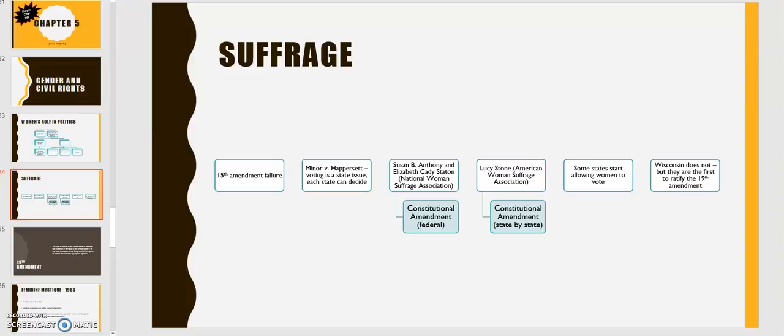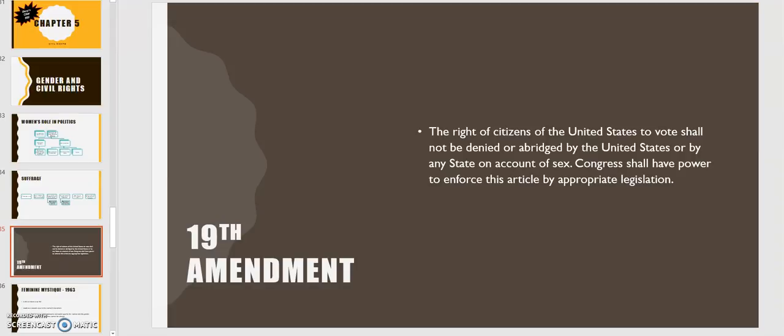And some states do start allowing women to vote. We talked about the fact that Jeannette Rankin is elected as a U.S. House of Representatives member for the state of Montana, even before women have the right to vote throughout the nation. Wisconsin does not allow women to vote prior to the 19th Amendment. However, we are the first state to ratify the 19th Amendment, so there's something to be proud of.